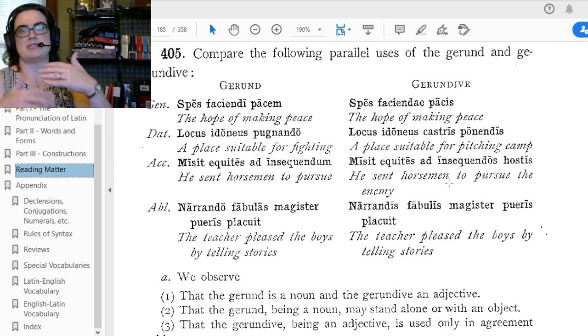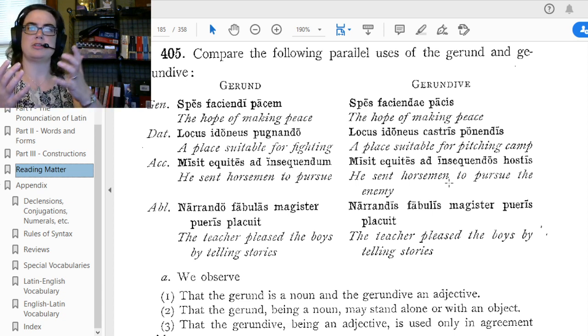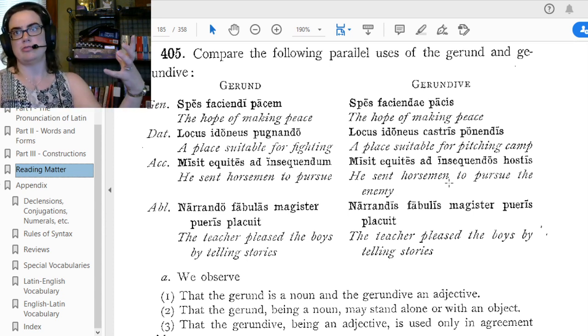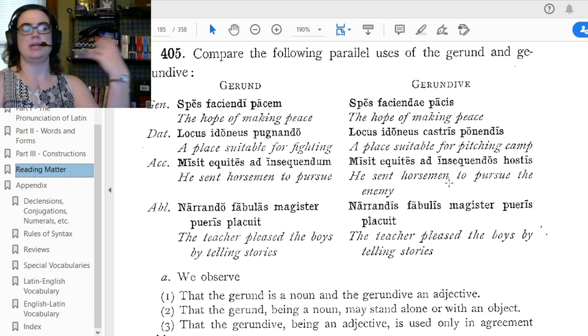Narrando fabulas magister pueris placuit. The teacher pleased the boys by telling stories. Narrando fabulas, by means of, ablative singular with an accusative direct object. But if you want to turn the whole phrase into a gerundive, the magister pueris placuit stays the same, but by means of, you take the object, make it ablative, fabulis, and then the gerundive, you put it in the feminine ablative plural, narrandis. Okay.